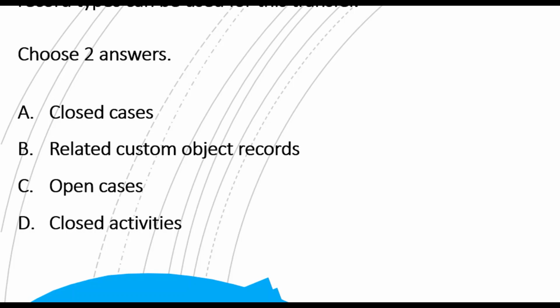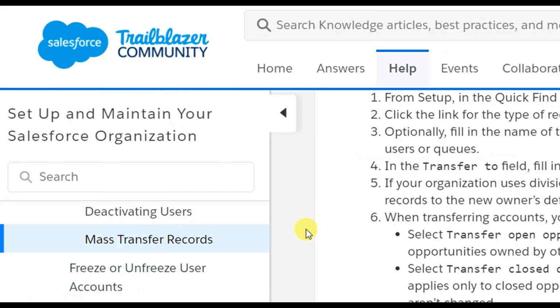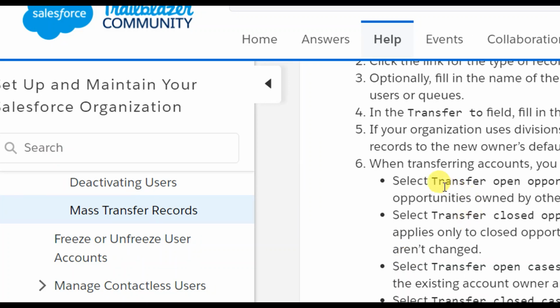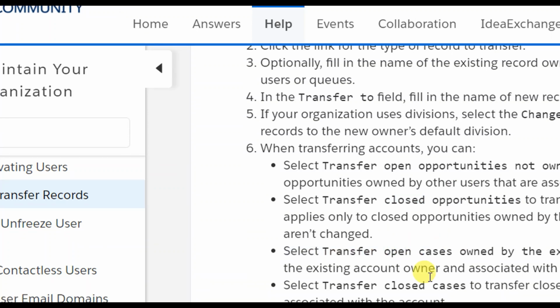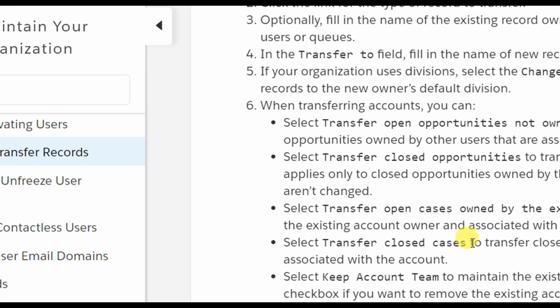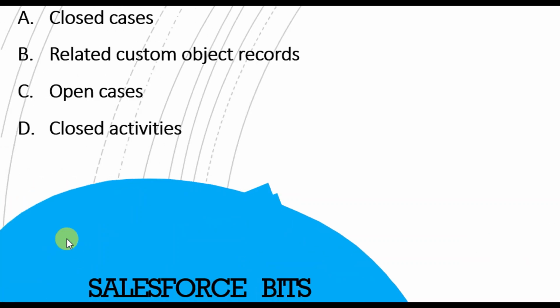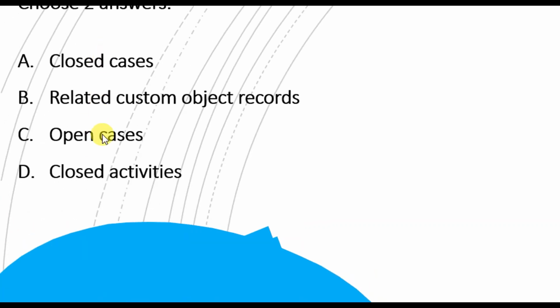Let's go check out again if you want. These are the options: transfer open opportunities, transfer closed opportunities, transfer open cases, and transfer closed cases. So that's all we have here, open cases and closed cases. There is nothing about related custom objects and closed activities. So A and C would be the right answer.